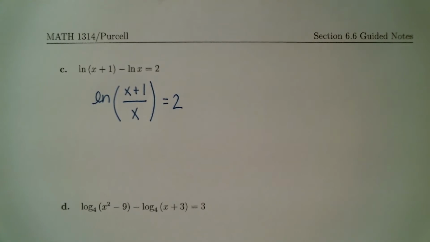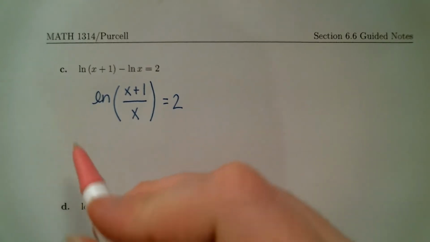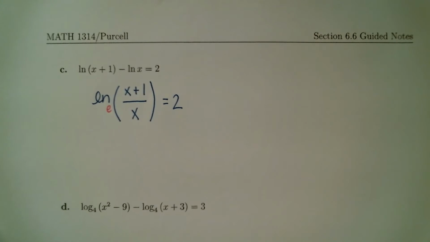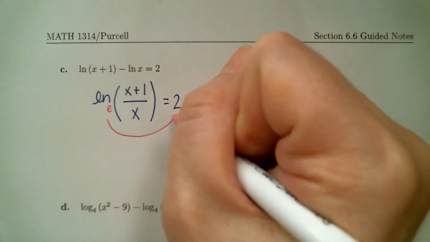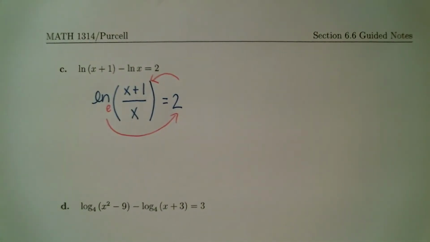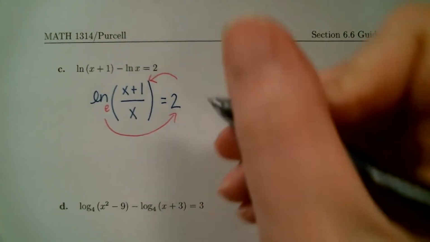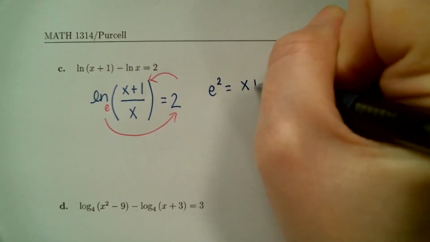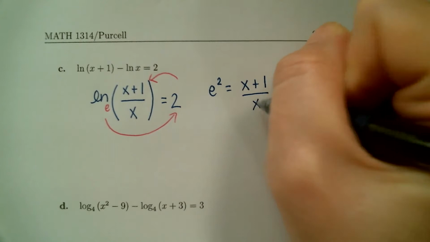Now we have what we want. We have a logarithm equal to a number. Once you have a logarithm equal to a number, you can apply the arrow method on it. Take your base. Remember, the base of a natural log is e. So this is going to tell us that e squared is equal to this quantity, which is the fraction. Let's write this out. We're going to get e squared is equal to x plus 1 over x.